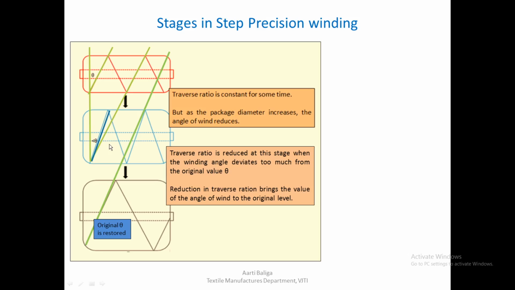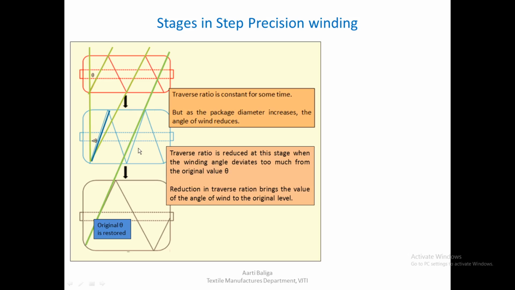That means as the package builds up, the traverse ratio was constant, and therefore the angle of wind, theta, has reduced in this case. Going further, if the package were to increase still further in diameter, the traverse ratio is reduced. At this stage, what action we take is we reduce the traverse ratio. I have reduced it from 2 to say 1.5. And now we can see that this green reference line, the coil has again come back to its original angle. That means the original theta is restored.